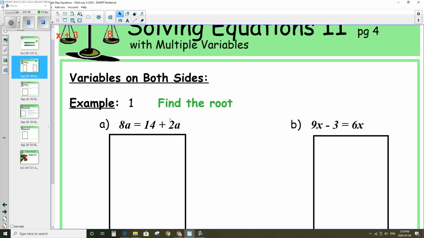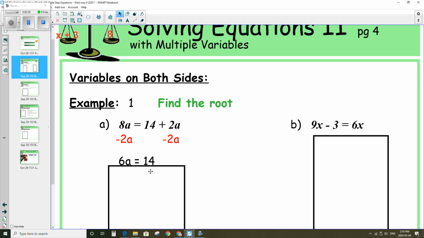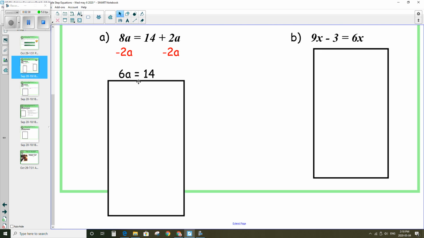All right, so during the last lesson, I taught you that you want to have the letters on the same side. So we want the A's on the left-hand side. We have positive 2A on the right. The way we move it over to the left is we do the opposite operation. So if we're adding 2A, we're going to subtract 2A from both sides. That will eliminate it on the right-hand side because we have positive 2A, subtract 2A is 0. So they will be eliminated from the right-hand side. On the left-hand side, we have 8A, subtract 2A, which is 6A. And then on the right, we have our 14.